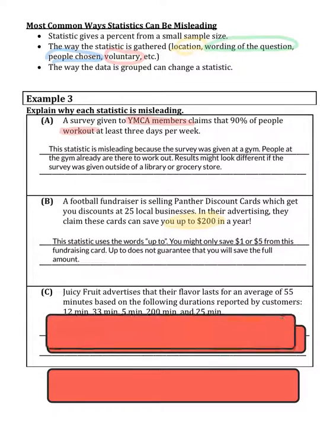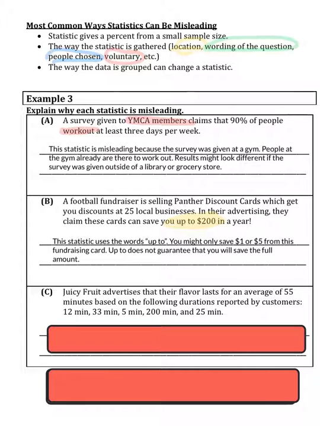This statistic uses the words up to. You might only save $1 or $5 from this fundraising card. See, up to does not guarantee that you're going to save the full amount. I hear commercials all the time about Aldi and their savings. So with up to, again, they're not lying, but it's kind of a little tricky because you hear that number 200 and you think you're going to save close to that. Actually, most people might only save a few dollars, and maybe there's just a few outliers that save 200. That actually leads me to my next example.